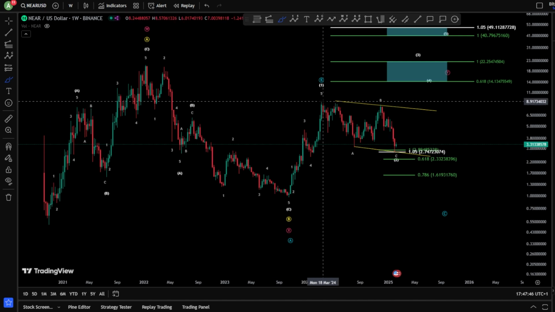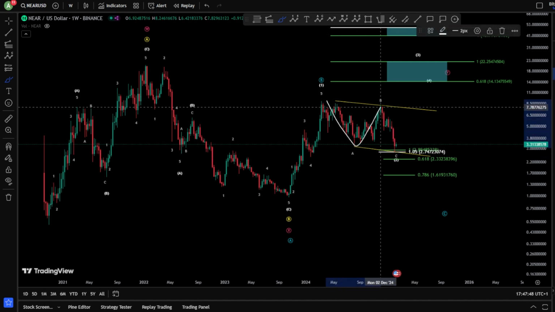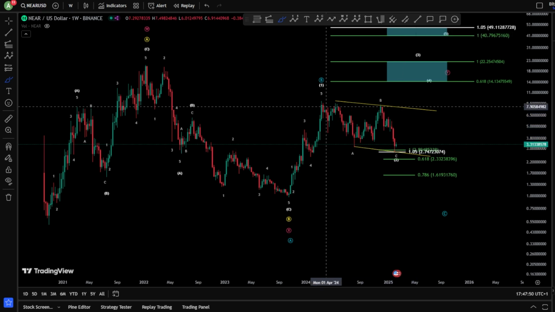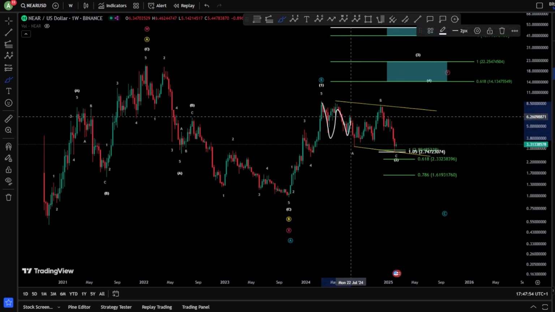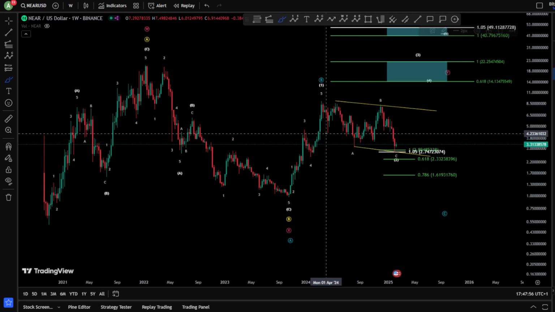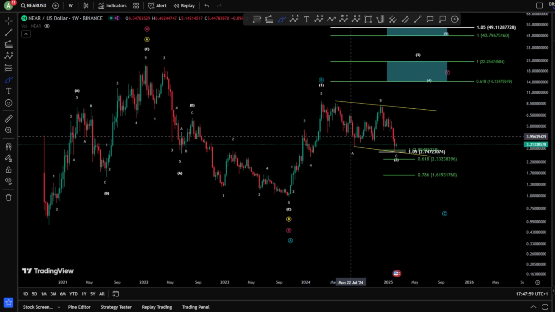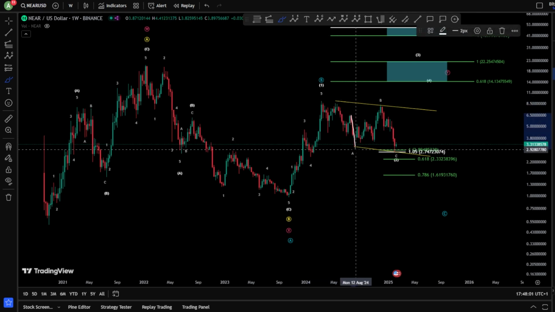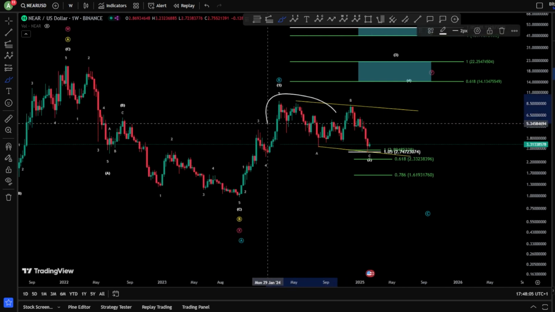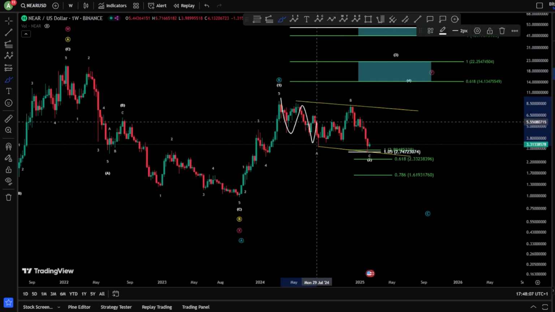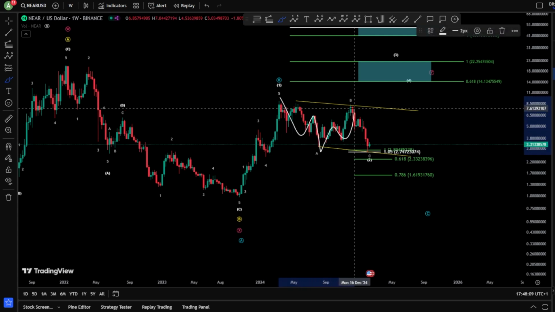Now, if we have here an ABC, it looks basically corrective because nothing is impulsive, unless you want to consider 1, 2, 3, 4, and a 5 as a leading diagonal, but a very low possibility. That is because your wave 5 might be very, very close to your wave 3 in length. So very doubtful, right? So A, B, and a C probably.